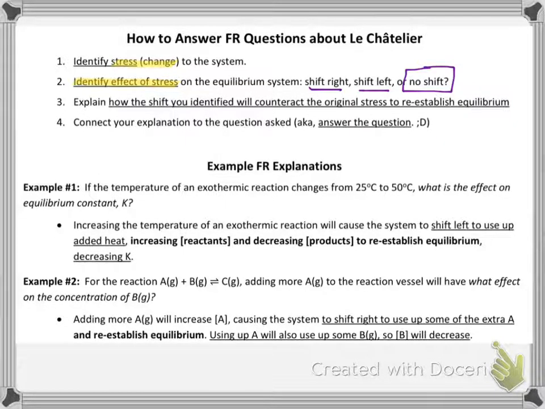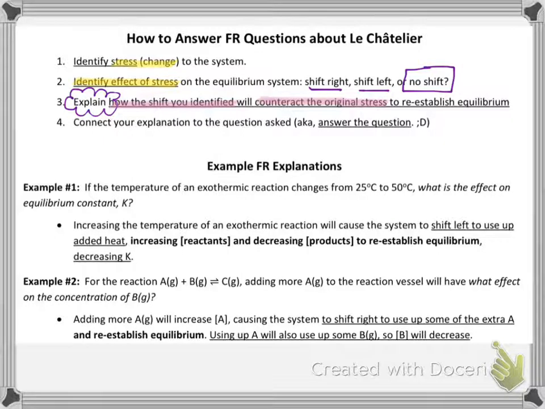Then, since it's free response, if it says explain, which it usually does for these, you get to explain why the change you identified would cause the shift you identified. And remember, it's always framed in this idea, well, it's going to counteract that stress to reestablish equilibrium. And of course, the last step is just to make sure your explanation actually answers the question that they asked. So let's take a look at some examples.